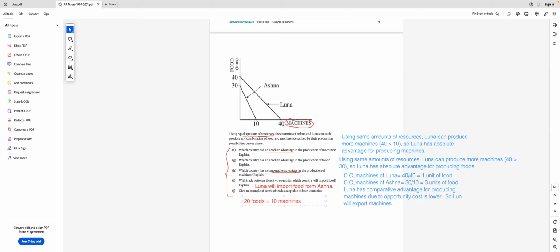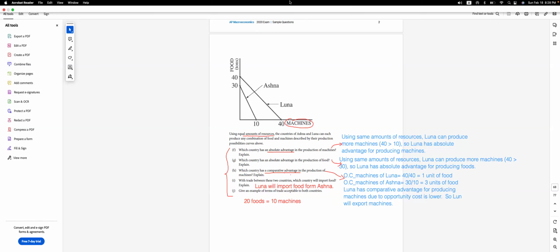Okay, so this is everything you need: question F, question G, question H, question I, and question J. Totally 5 questions. Any questions regarding all these answers? Any questions?